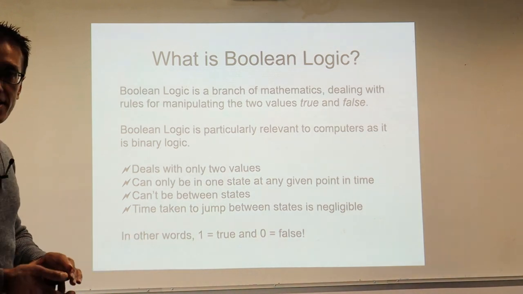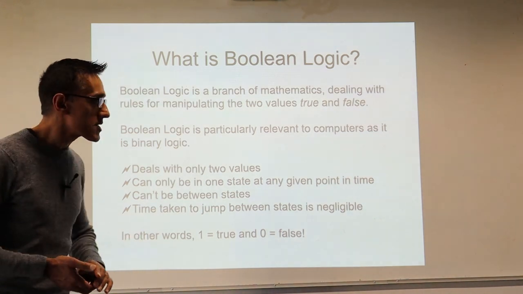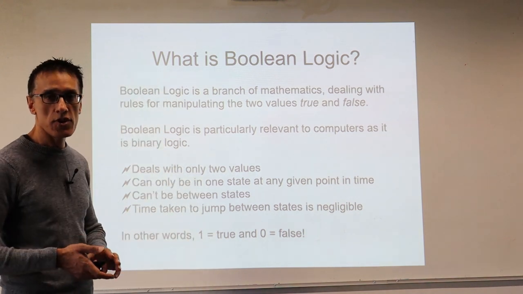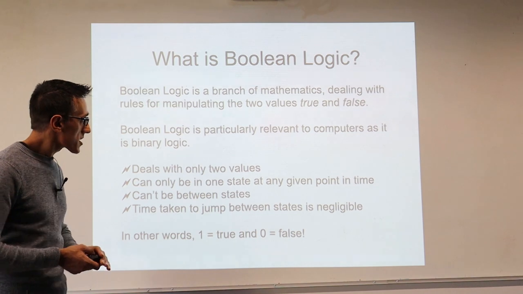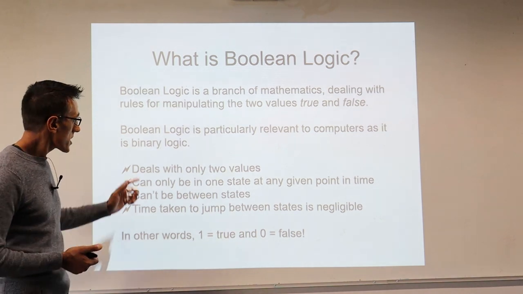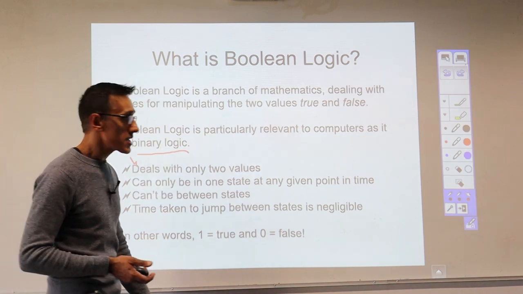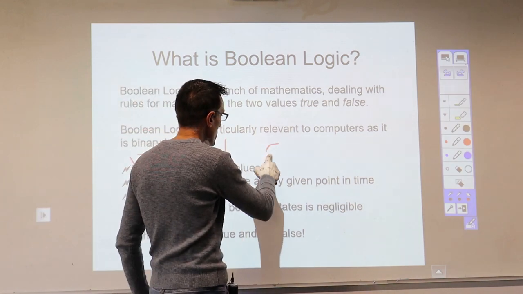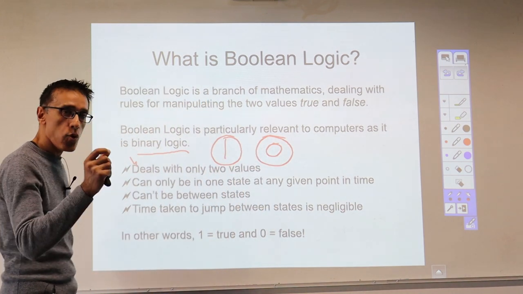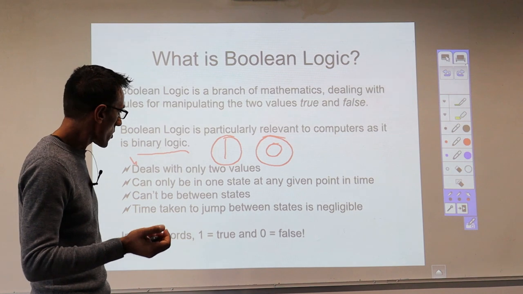Boolean logic is a branch of mathematics that deals with manipulating the truth values of true and false. This is particularly relevant to computers because it is binary logic. It is those two states of either on or off, ones or zeros, voltage flowing, voltage not flowing.